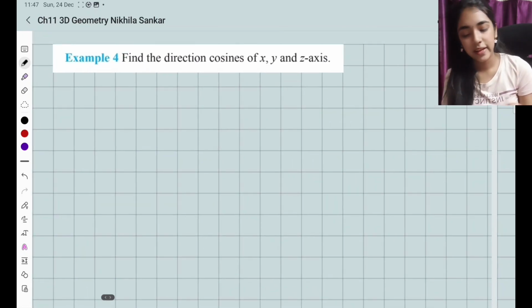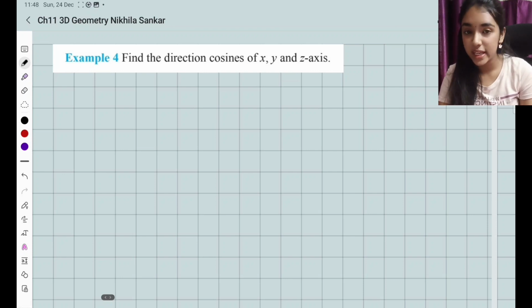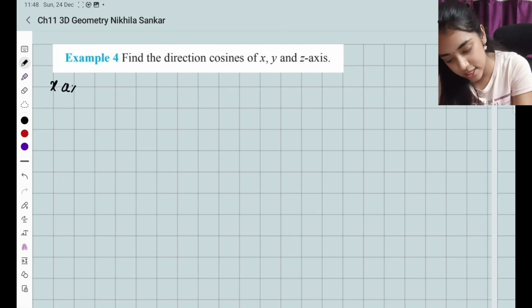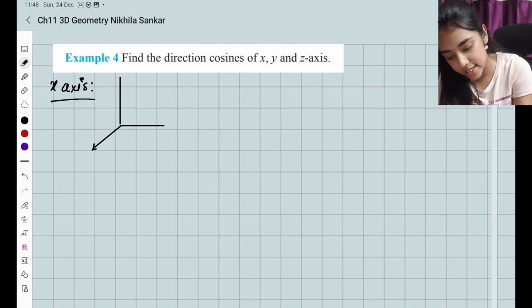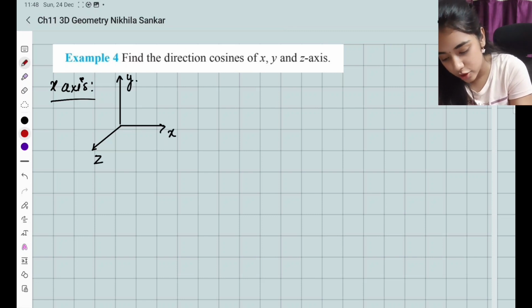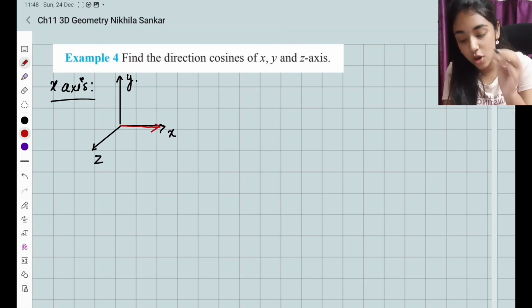Example 4. Find the direction cosines of x, y and z axis. So இது என்ன பண்ண போறோம்? So first with respect to x axis. இப்போ for example, this is your coordinate axis. You have x, y and z. So this is z, x and this is y. Now we are talking about a line which is on the x axis. அதுதான் meaning. We are talking about a vector which is on the x axis.